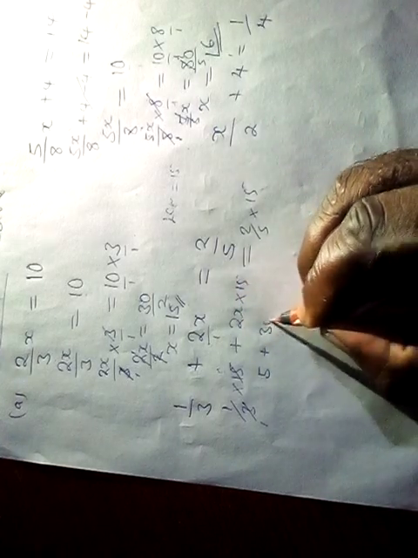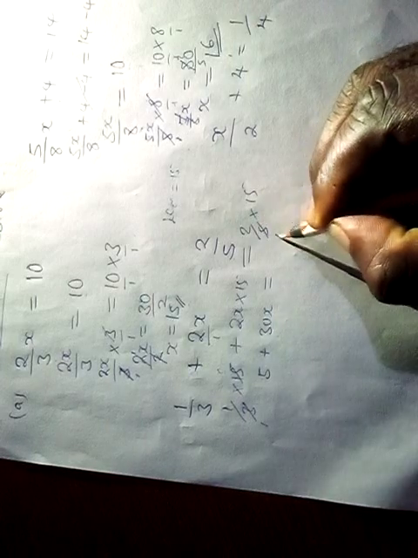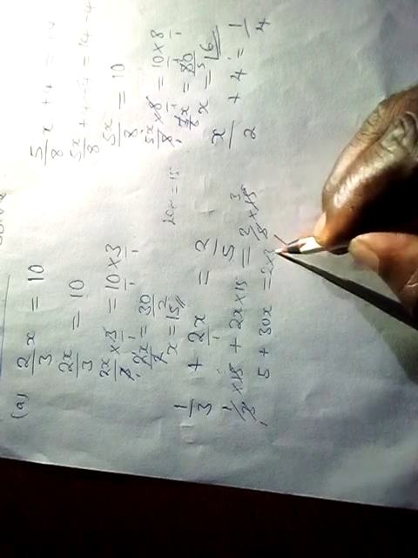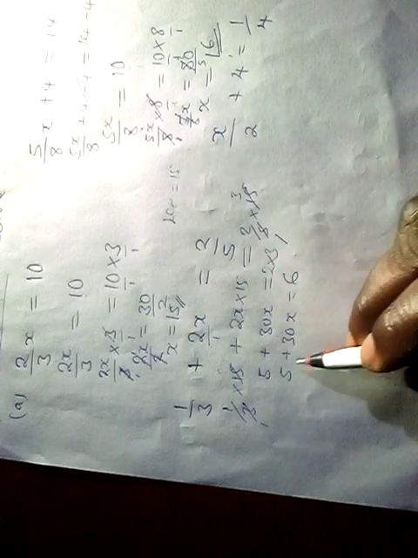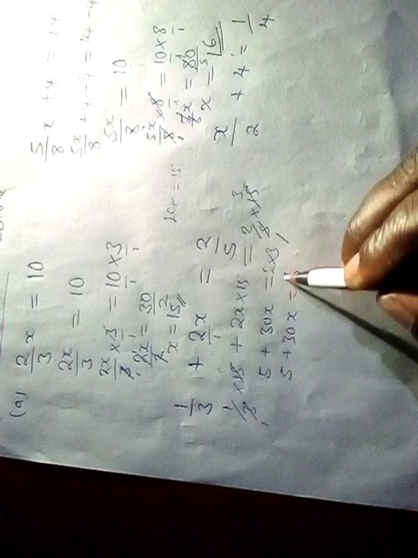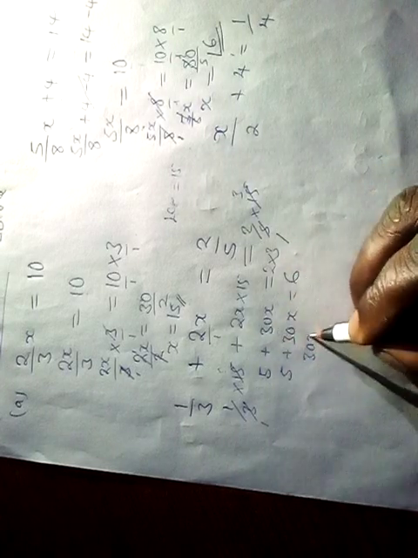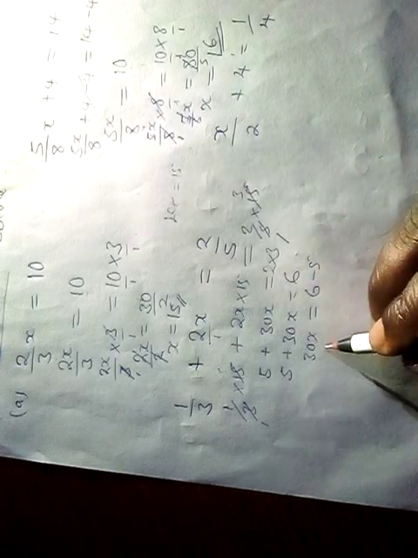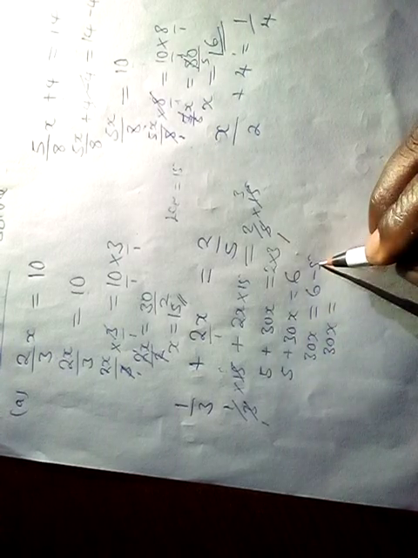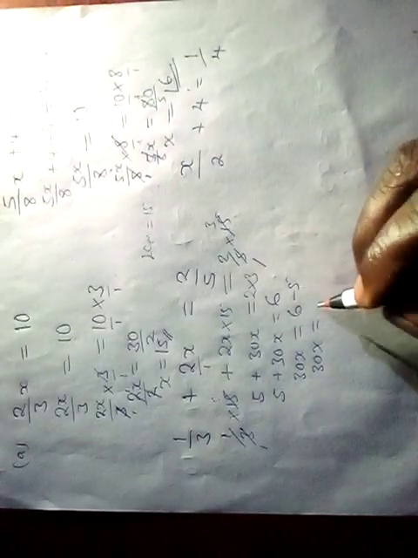That is 30x, which is equal to 5 into 15, that is 3, so 3 times 2. Here we have 5 plus 3, so 30x is equal to 6. When this goes to that side it will be minus, so 30x is equal to 6 minus 5, that is 1.